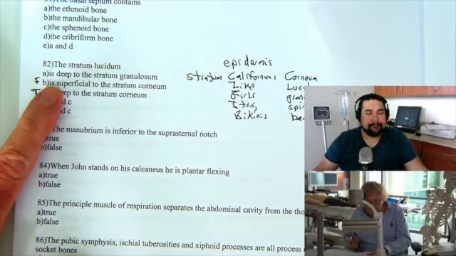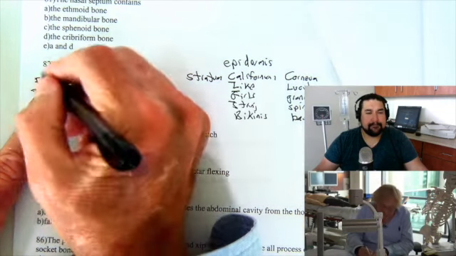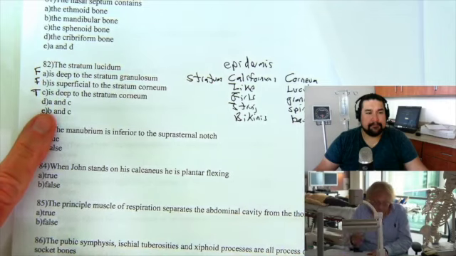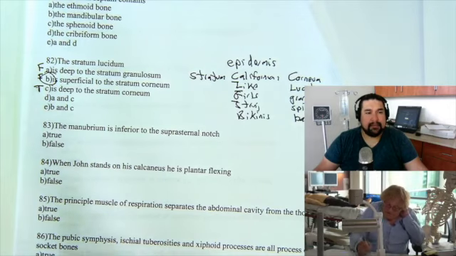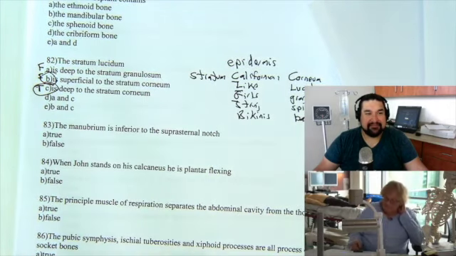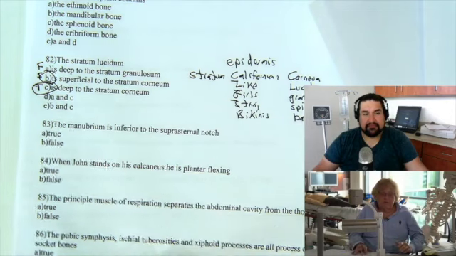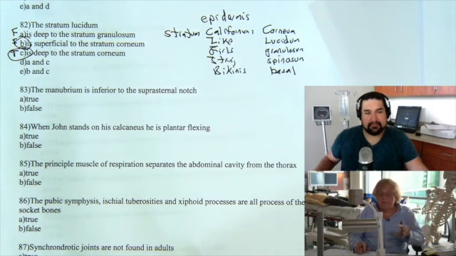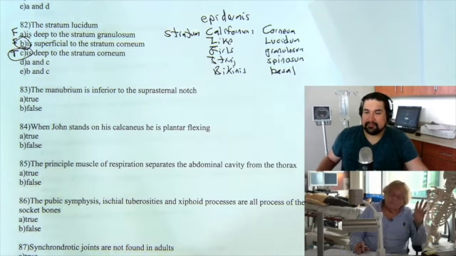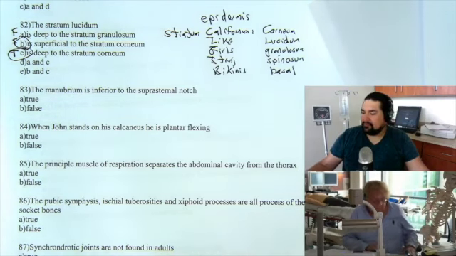It says the stratum lucidum is deep to the stratum granulosum. Well, the lucidum is above it, so that's false. So the only one that works here has to be B. The right answer there, I'm sorry, is C: deep to the stratum corneum. Just remember, superficial is towards the top, deep is down below it, and remember that mnemonic and you'll never get it wrong. And again, just like I said in germ layers, epidermis comes from the ectodermal germ layer, just like when we get squamous cell carcinomas.